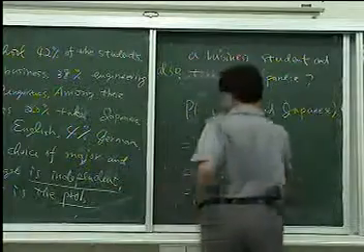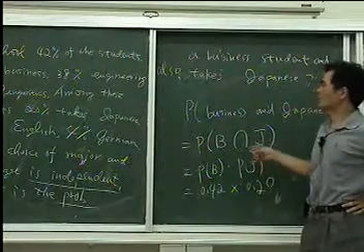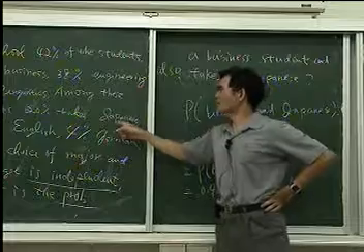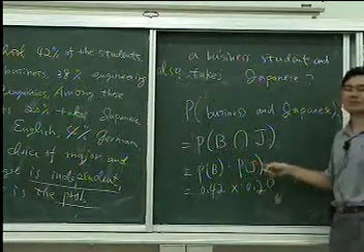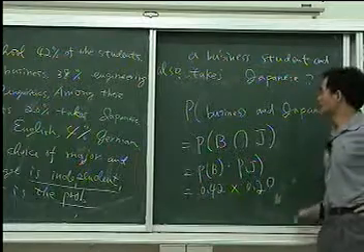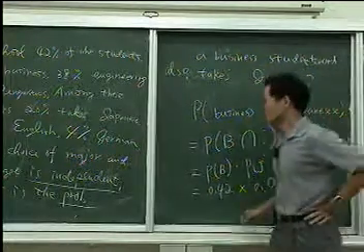I just made a mistake. The probability that a student takes Japanese is 20%. So here it should be 20%, 0.2, not 0.75. So please correct this mistake. Let us continue.